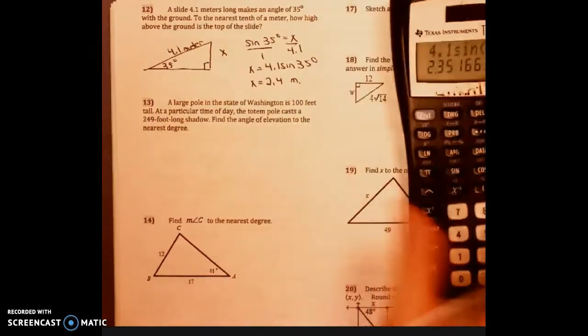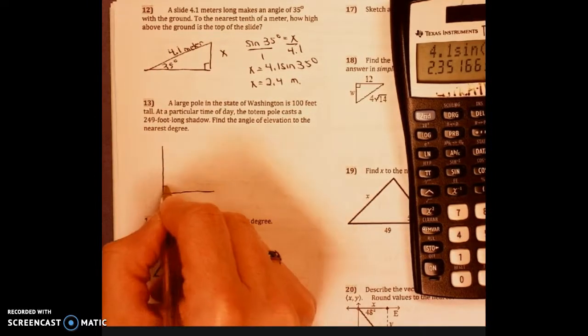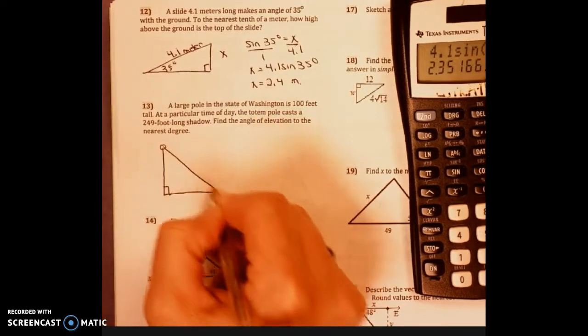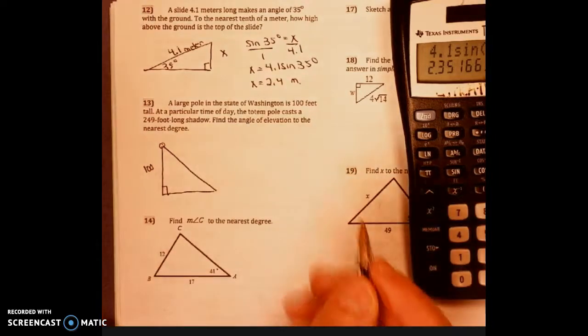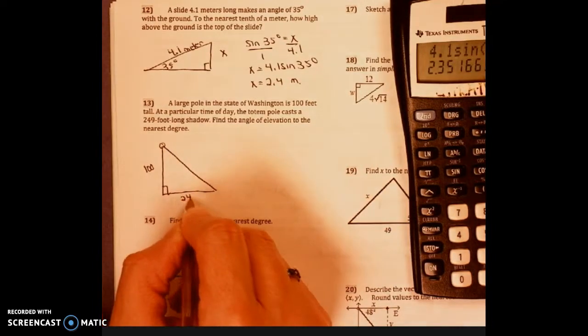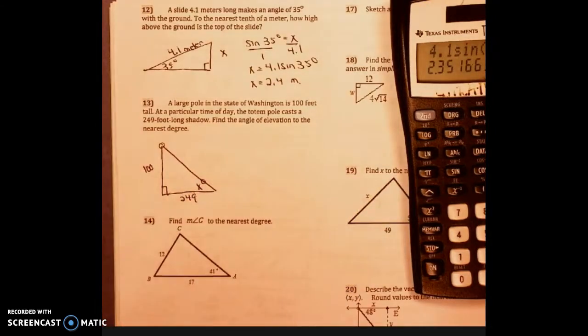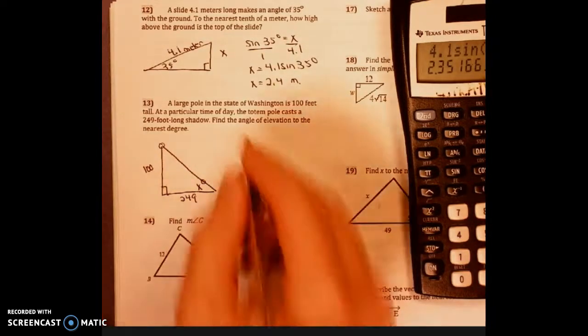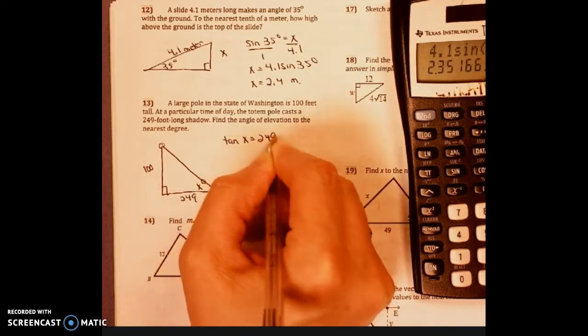Okay, let's go take a look at 13. It says we have a pole and it casts a shadow. So again, here's our pole, our shadow's on the ground. The pole is 100 feet. The shadow is 249, and we're looking for that angle of elevation. So we have opposite over adjacent, that's going to be tangent.